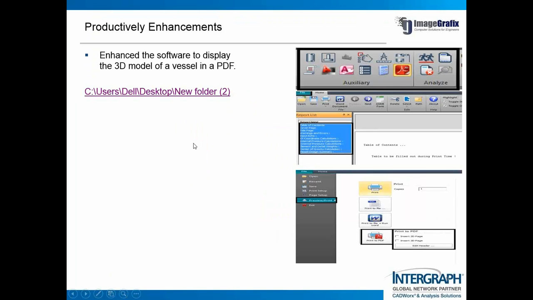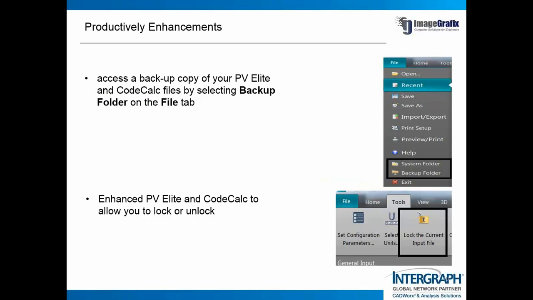Now, next under the productivity enhancements, enhanced PV Elite and CodeCalc to allow you to access a backup copy of your PV Elite and CodeCalc file by selecting backup folder. Under the File menu, you have an option, backup folder. The software saves a copy of your PV Elite and CodeCalc job into the backup folder in the program folder when you analyze the job.